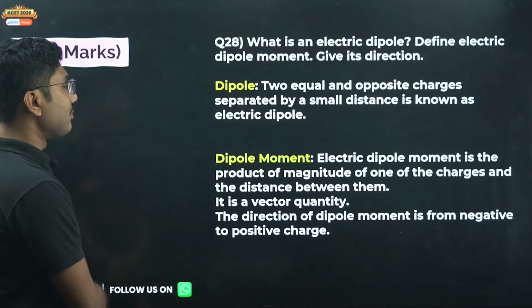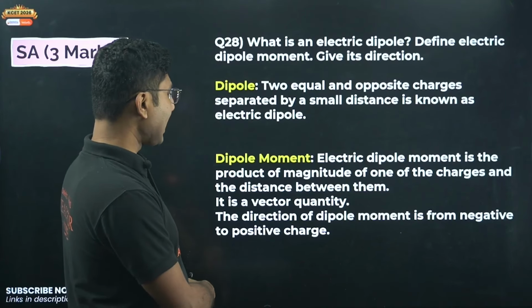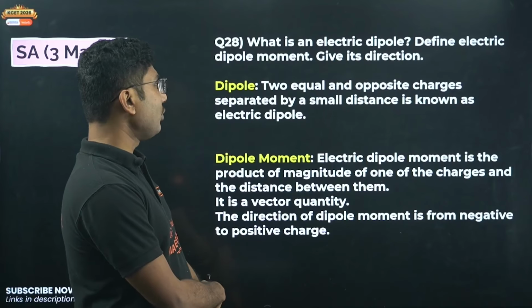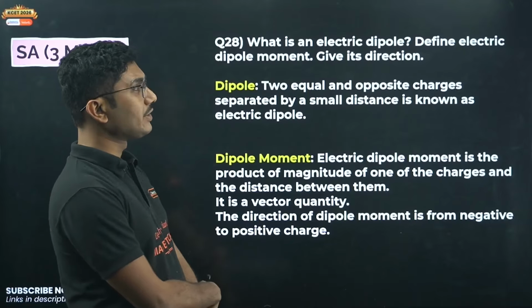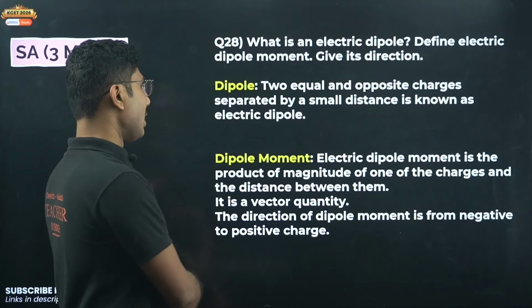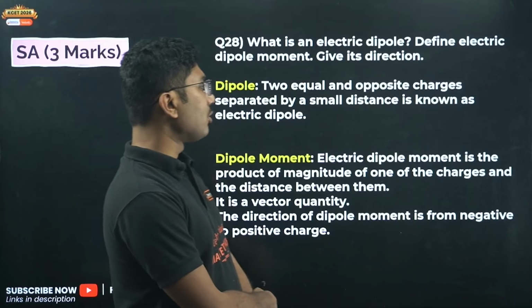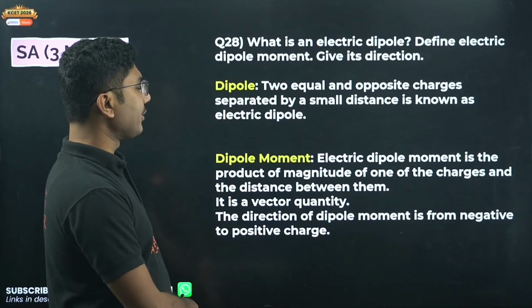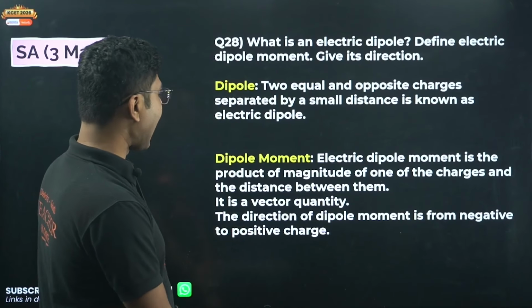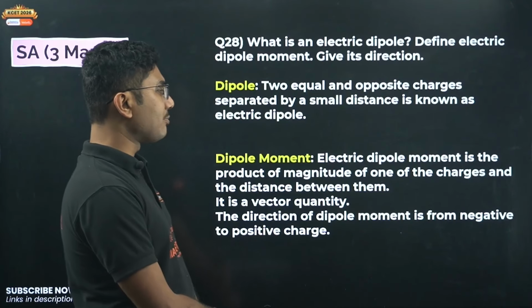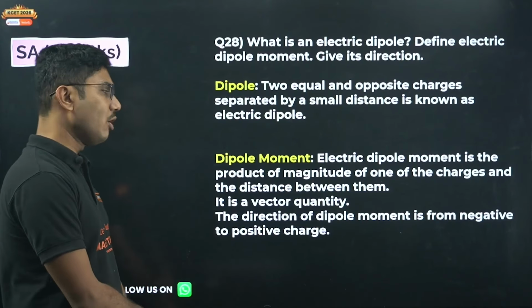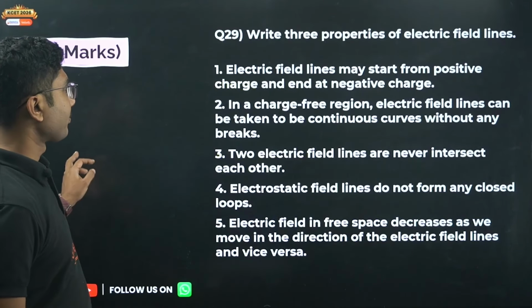Define electric dipole moment, give its direction. Okay, so dipole: two equal and opposite charges separated by a small distance is known as an electric dipole. Electric dipole moment is the product of the magnitude of the charges and the distance between them. It's a vector quantity. The direction of the dipole moment is from negative to positive charge.